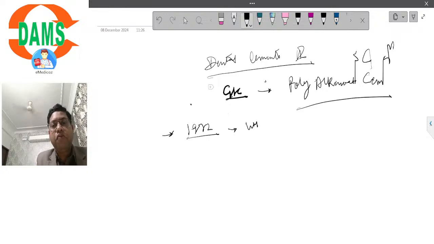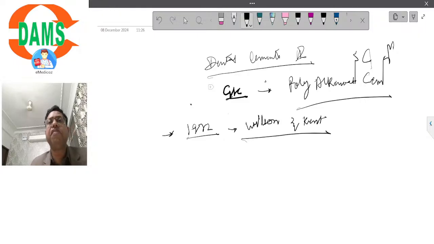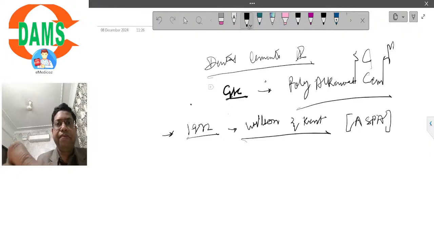It was introduced by Wilson and Kent in the year 1972. Initially, the glass ionomer cement was called by the name ESPA, that is aluminosilicate polyacrylate.